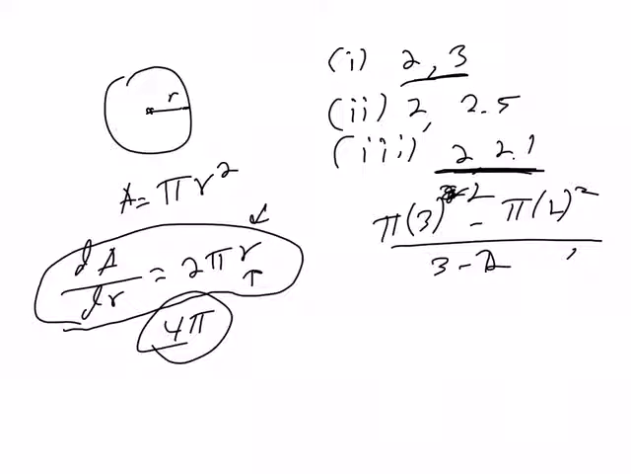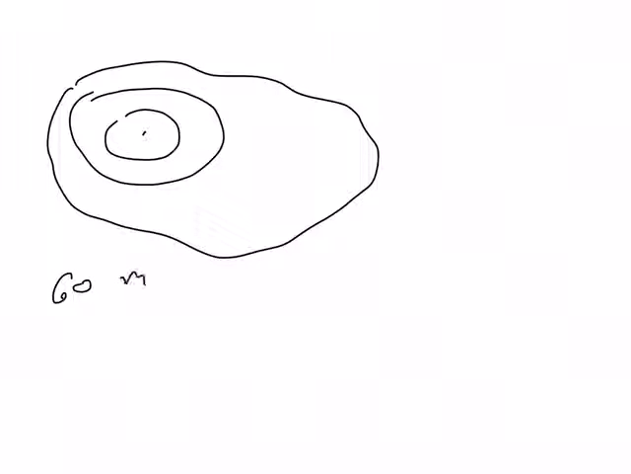So the next problem: we have a stone dropped into a lake, creating a circular ripple that travels outward at a speed of 60 centimeters per second. So you have your lake, a stone is dropped in, and it creates this wave that travels outwards at a rate of 60 centimeters per second. Find the rate at which the area within the circle is increasing after 1 second, 3 seconds, and 5 seconds.